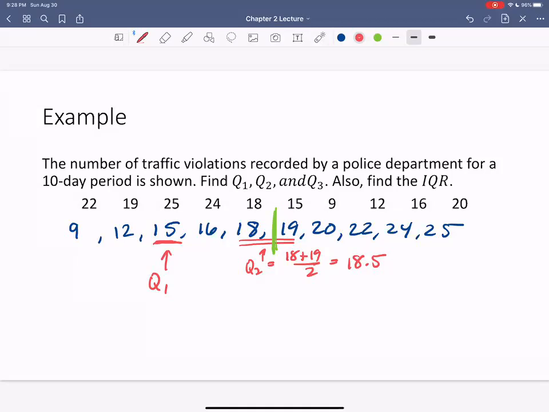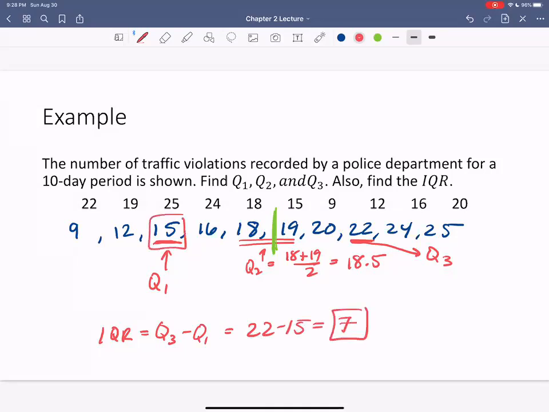Now I need to come over here and look at my upper data, which is 5 there. So that means the middle, which is right here, this is my third quartile. So now I found my first quartile, my second quartile, and my third quartile. Last thing it says, find the IQR. The IQR is third quartile minus the first quartile. In this case, it's 22 minus 15, which is 7. So here are all my pieces: 15, my 18.5, and then my 22. The pieces of data that I need to find.